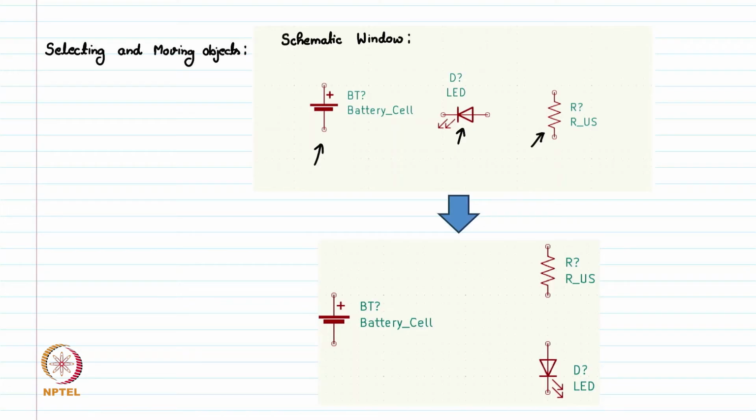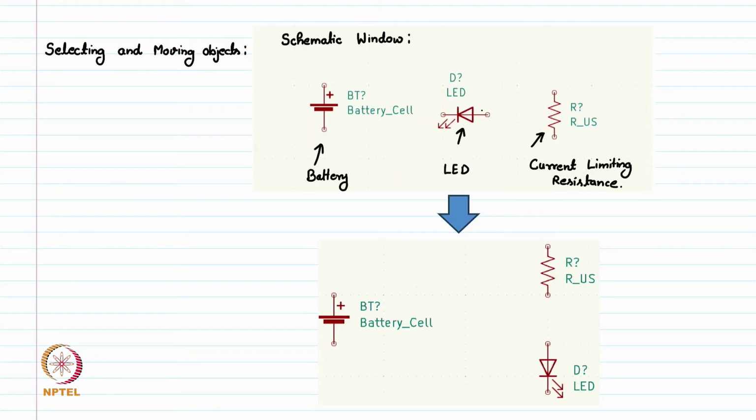So we have first selected all these objects. For example, this is battery, this is LED, and this is our current limiting resistance. Now we want to arrange it properly so that it looks like a circuit mesh. So we need to move these objects, and also we sometimes need to rotate these objects as well.